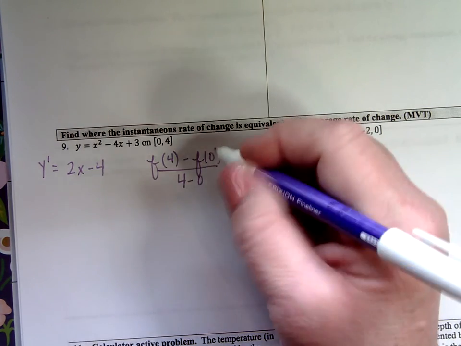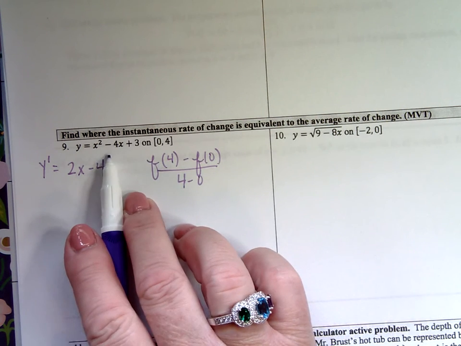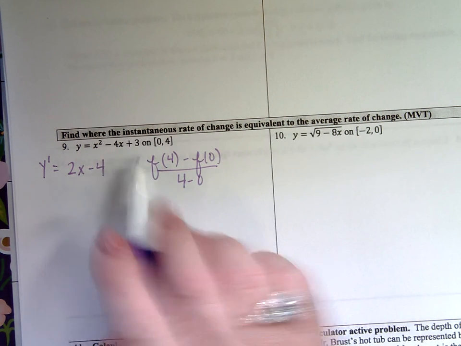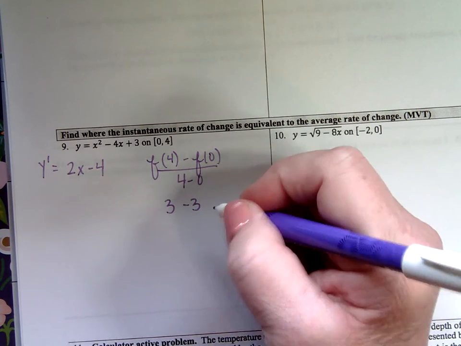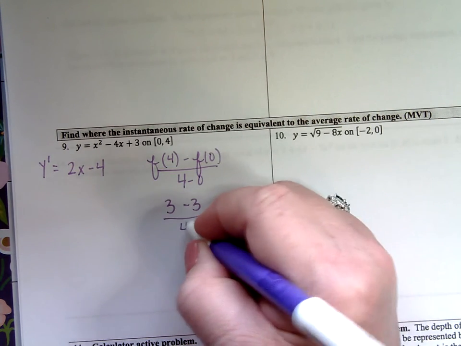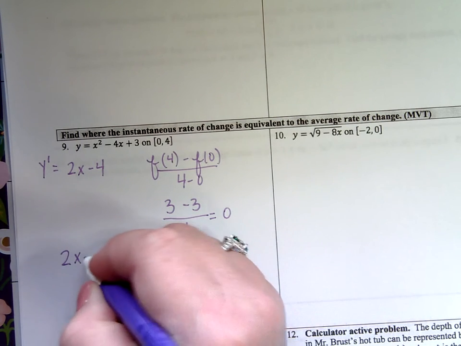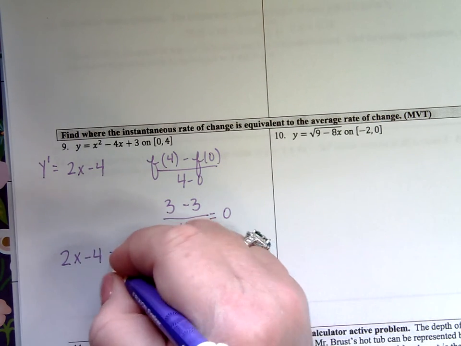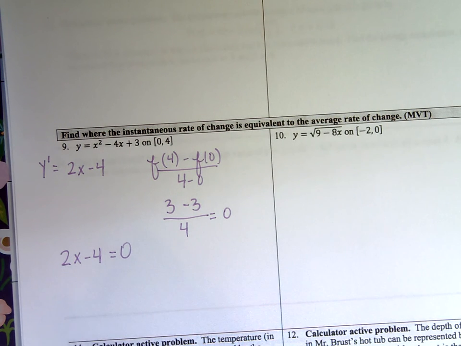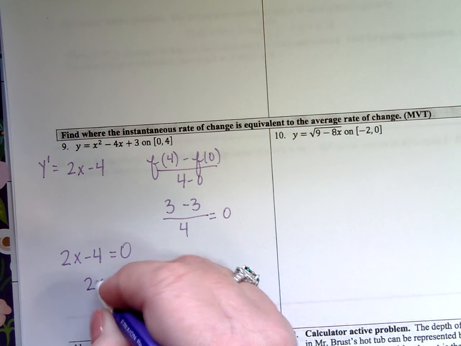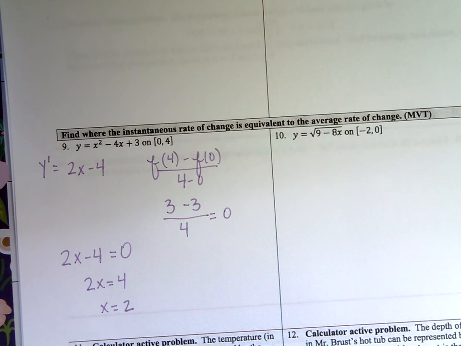If I plug a 4 into this function, 4 squared minus 4 times 4 plus 3 gives me a 3. If I plug a 0 in, I get 3. And so, lo and behold, over 4 minus 0, I get an answer for this part that's 0. So the question is, when does the derivative, instantaneous rate of change, equal the average rate of change? And so there's my statement. Swing the 4 over, you know that x is going to be 2, and you're done. So just watch what they're asking you to set equal to one another.